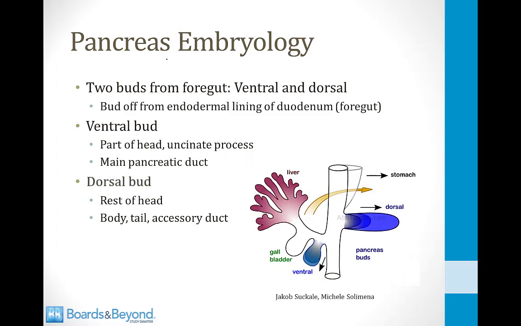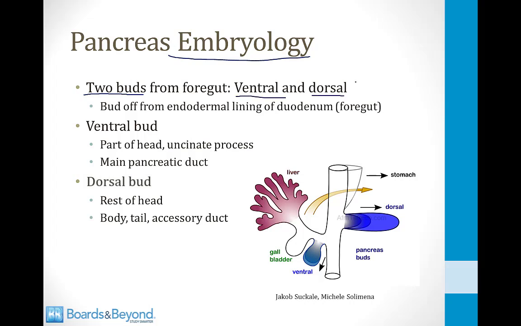The pancreas has unusual embryology within the GI tract because it forms from 2 buds off the foregut instead of 1. Most structures like the gallbladder and the stomach are a single bud off the foregut, but for the pancreas there are 2 buds. One is ventral and one is dorsal.